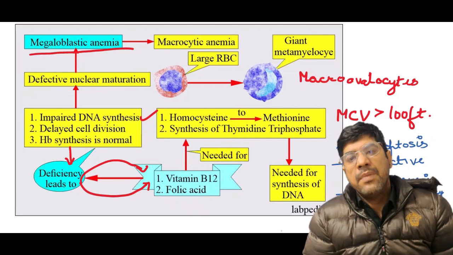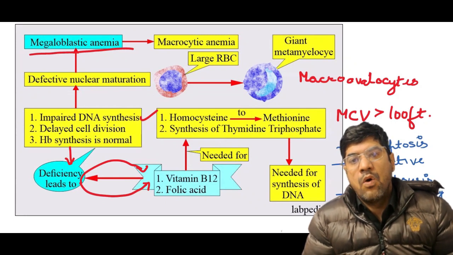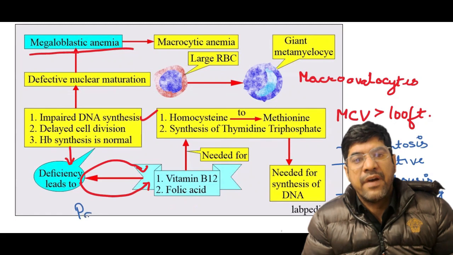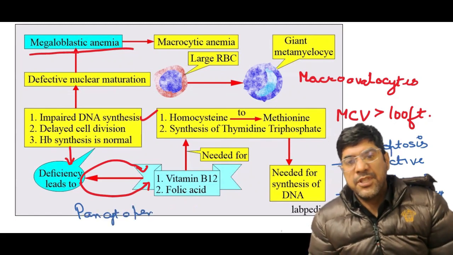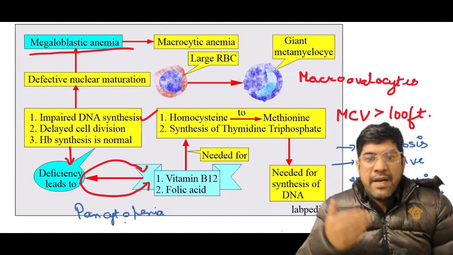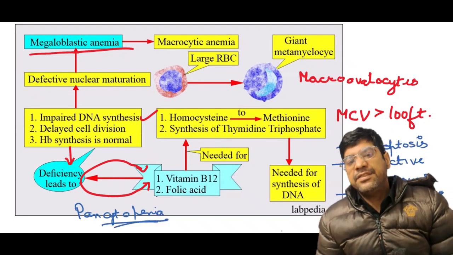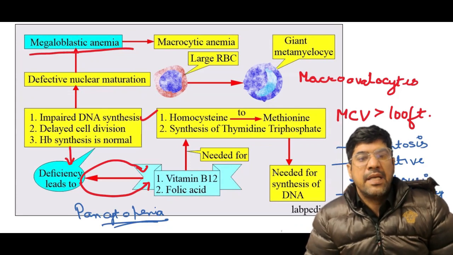The abnormal maturation affects not only the red blood cells but also other blood cells, resulting in low levels of white blood cells as well as platelets. So the disruption in DNA synthesis caused by deficiency in vitamin B12 or folic acid leads to significant abnormalities in cell maturation.